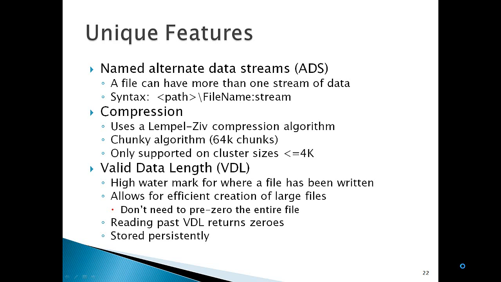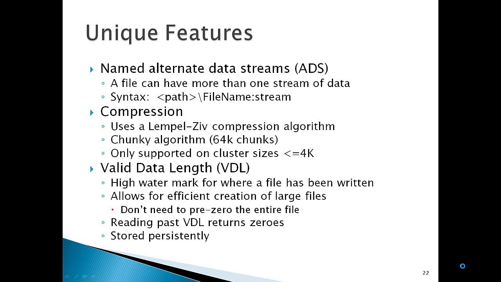Essentially, it's a sliding window compression algorithm, and the reason they picked it was because it's fast. They had to lean towards something fairly quick because it had to go on in the background and not slow down the disk access too much. It's chunky. It operates in 64K chunks. This is actually to optimize its performance. Like I said, there was a definite emphasis on performance. So it's only supported on cluster sizes that are less than or equal to 4K, which should be good since most NTFS volumes use 4K clusters.